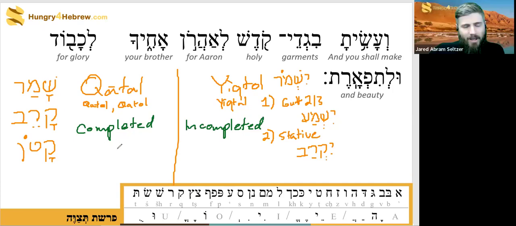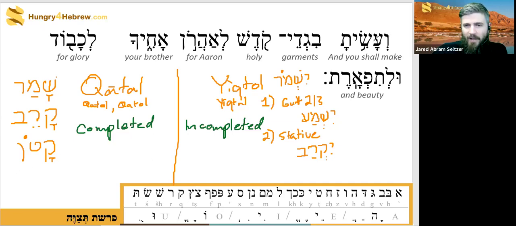If it's something that the speaker anticipates to be completed, either because it happened in the past or because he's looking forward to a point at which he can look back and see that it's completed, that would be katal. And pretty much everything else would be yiktol.